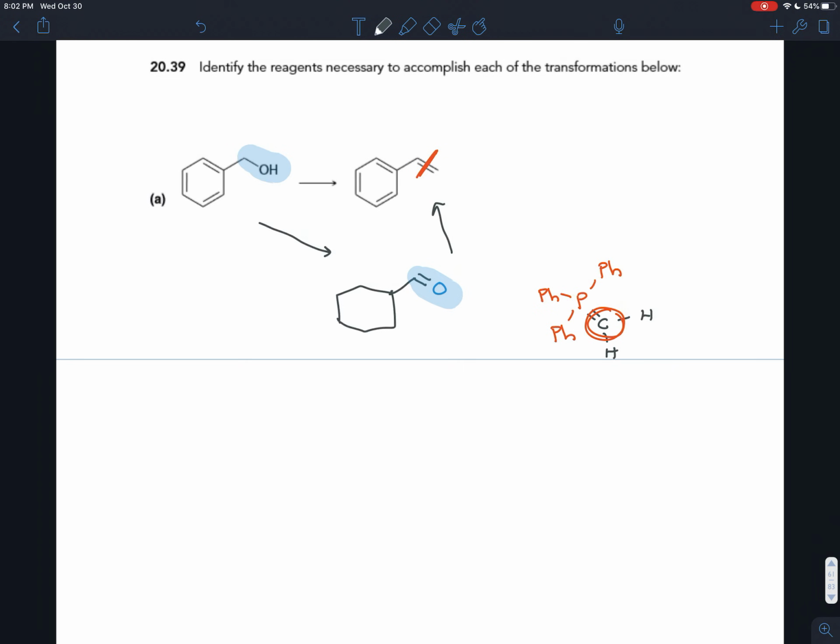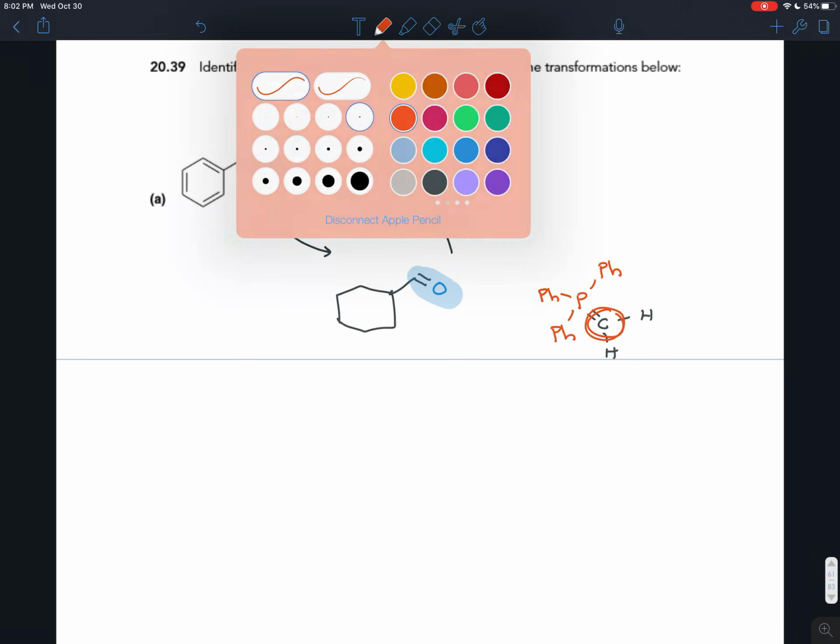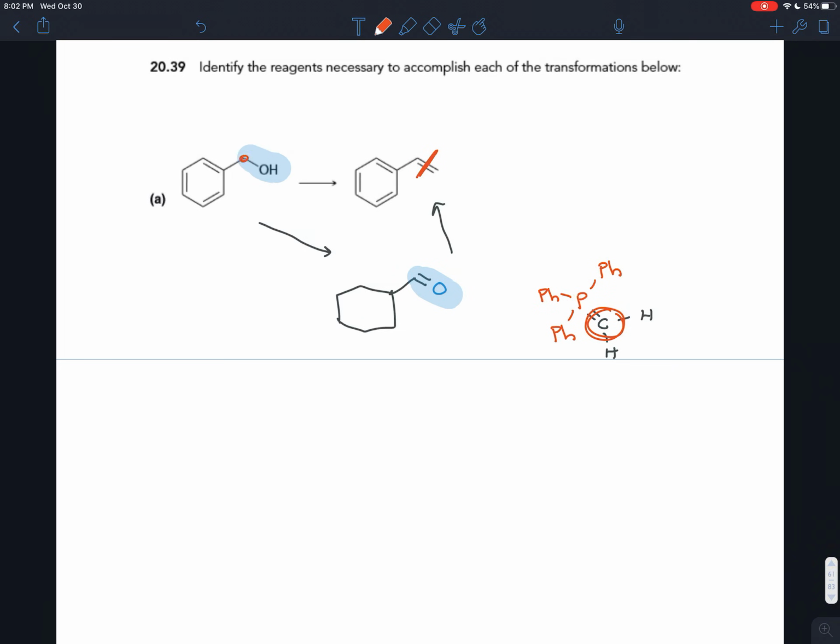So when you increase the number of bonds to an oxygen, that's oxidation. Now here you have a primary alcohol. This alcohol, this OH, is on a carbon that's only bonded to one other carbon. So it's primary. And if you ever want to turn a primary alcohol into an aldehyde, you have to use a weak oxidizing agent.